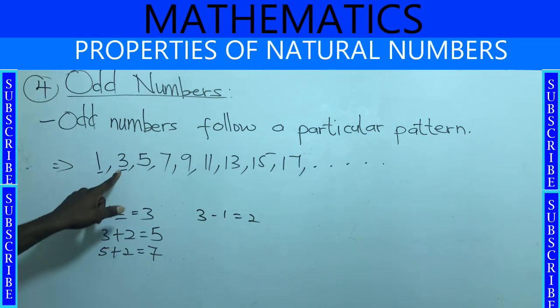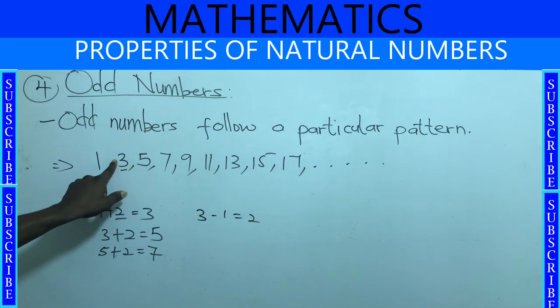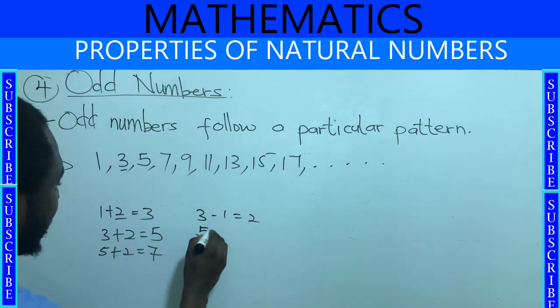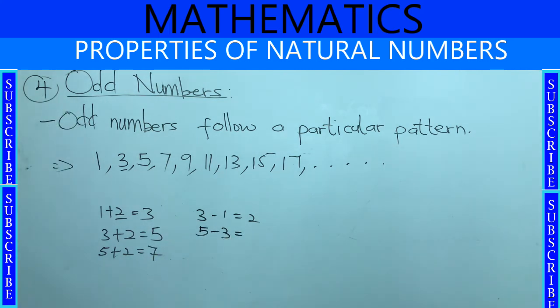When you take the second odd number and then the third, and you subtract the second odd number from the third odd number, which is 5 minus 3, the difference is also 2. So that's the constant difference between the odd numbers. They follow a pattern and the difference is always constant.